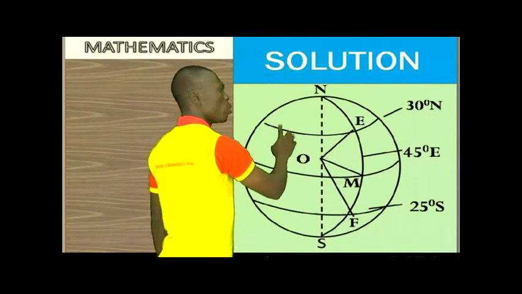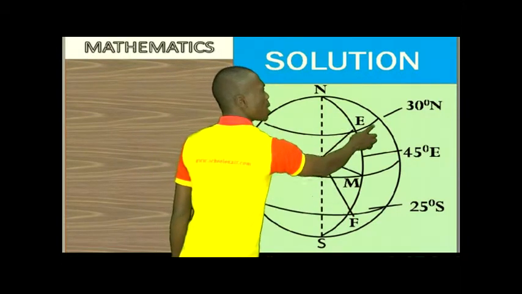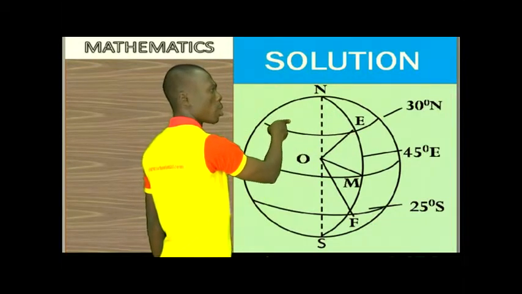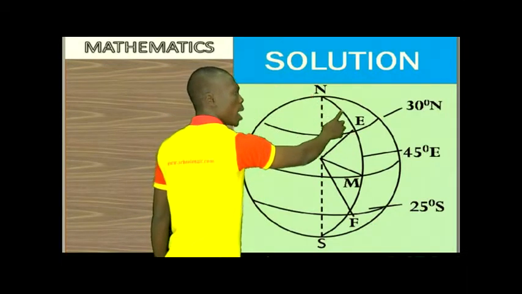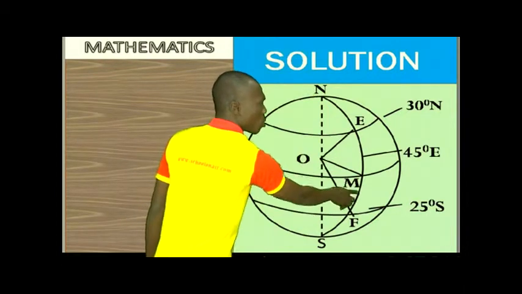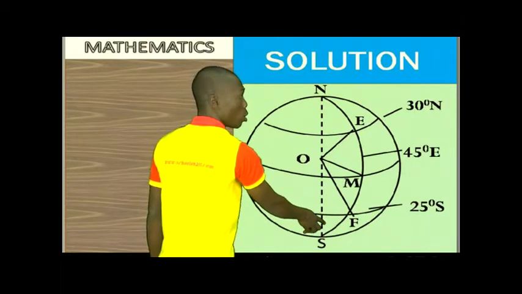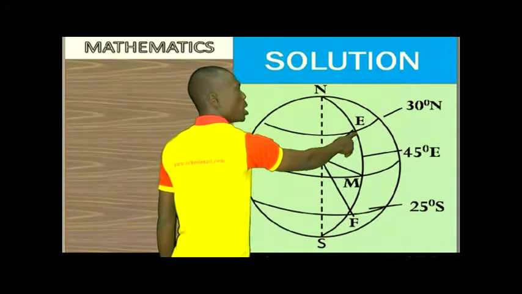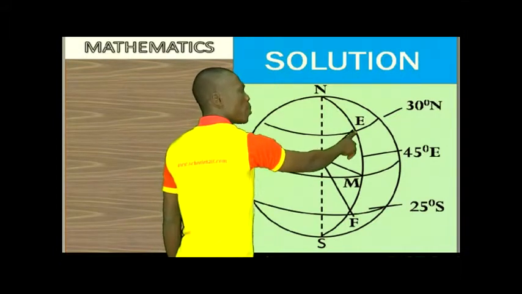All right, so the latitude is defined by 30 degrees north of the equator. So we have this. Okay, and then of course the longitude is defined by 45 degrees east of the Greenwich meridian. So we have this, the Greenwich meridian, 45 degrees, the longitude, and of course we have the latitude. So the point of intersection, like we've said previously, is defining the position of that point E.